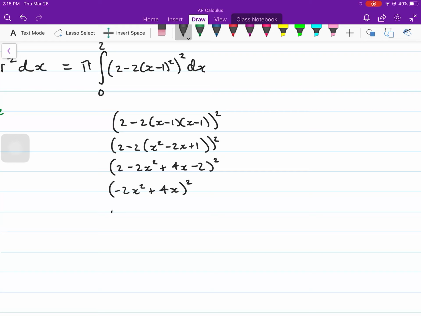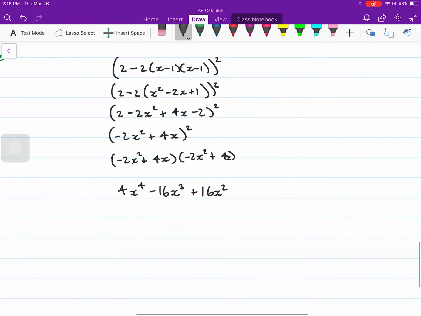And then we've got to go ahead and square that. So that's going to be negative 2x squared plus 4x times negative 2x squared plus 4x. My bad, these are squared. So that's going to be 4x to the 4th, minus 8x cubed minus 8x cubed, so minus 16x cubed, plus 16x squared.